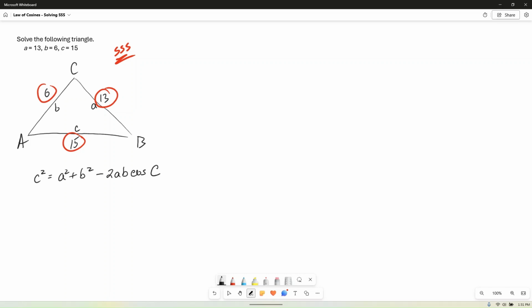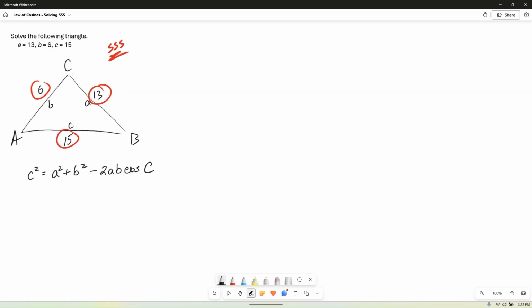Now, again, remember, don't get attached to the letters. We don't have to use a, b, and c. We can use whatever letters we want or no letters at all. Just look at the pattern of this equation, because the pattern is the same for all the variations of this formula. Okay, so in this equation, side C is the side that's isolated, right?